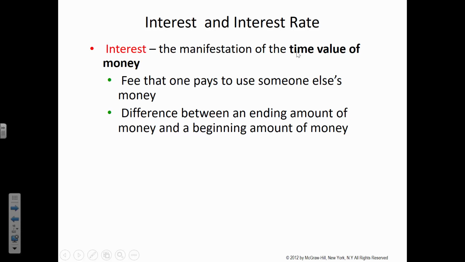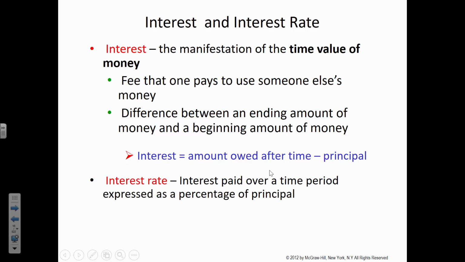Another technical way that interest is defined is just the difference between the beginning amount of money that's in an account, for example, a savings account, at the beginning of a time period versus the end of the time period. The difference between those amounts in a savings account is because of the interest that has been paid. So the interest amount is the difference between what you owe after the passage of time versus the principal. And if we express it as a percentage, that's the interest rate.